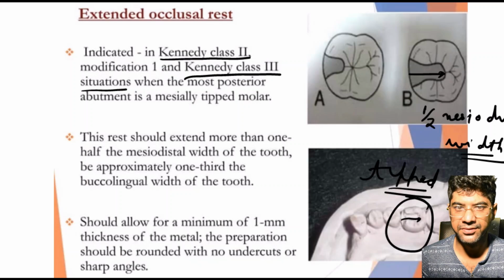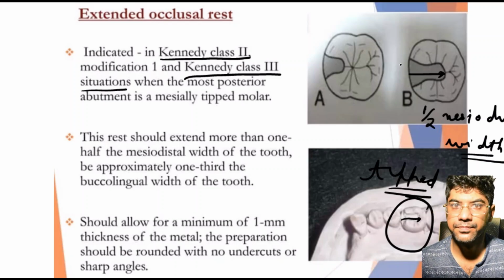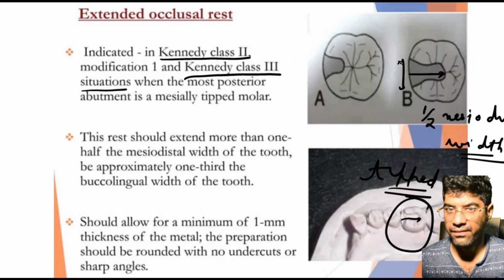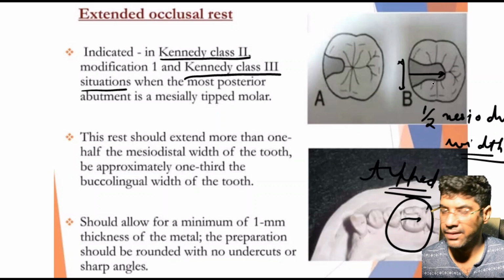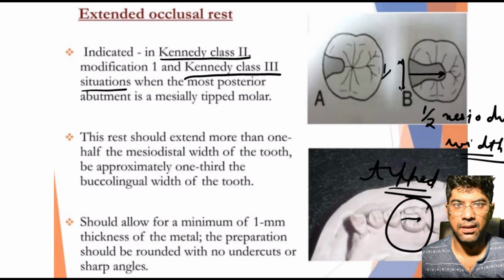The extended occlusal rest should cover more than one half of the mesiodistal width of the tooth, so that extension will provide adequate support and helps in stabilizing the abutment. The buccolingual width should be 1/3 of the buccolingual width of the tooth.